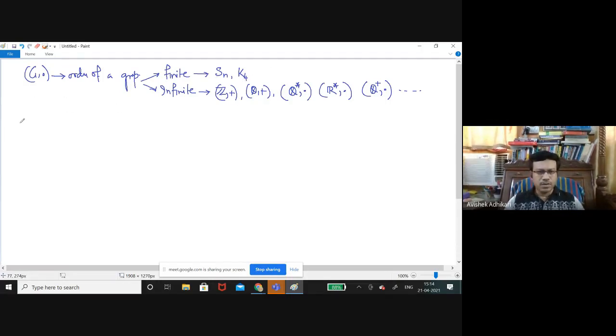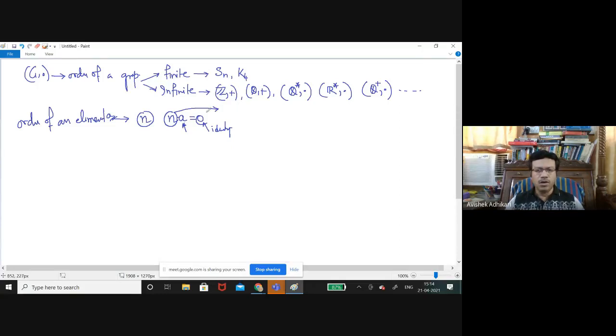Another term we have heard about is the order of an element. There we have already seen that the order of an element a is the smallest positive integer n such that, in an additive group, na equals 0, where 0 is the identity element, or, in general, a to the n equals e, where e is the identity element. And if no such n exists, then we call the order infinite.